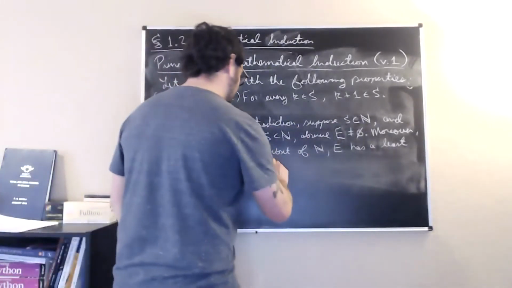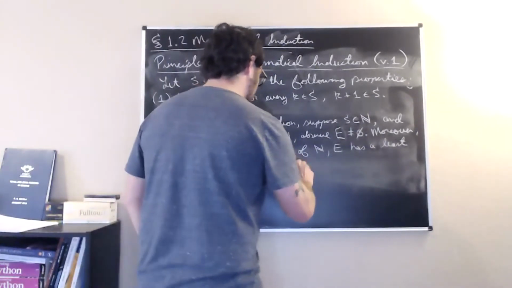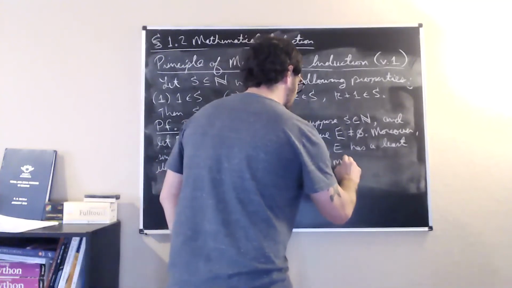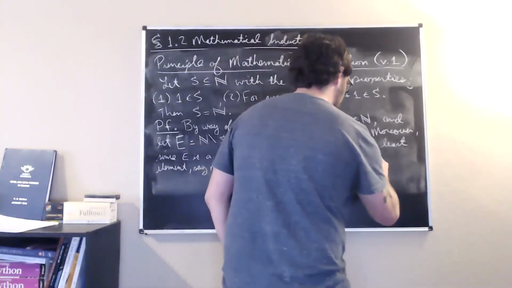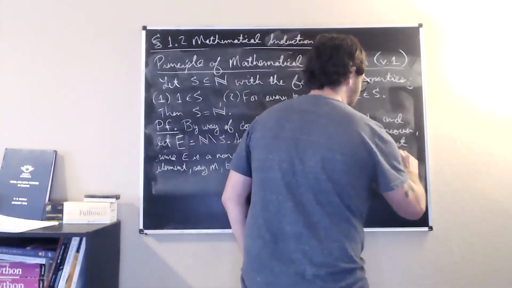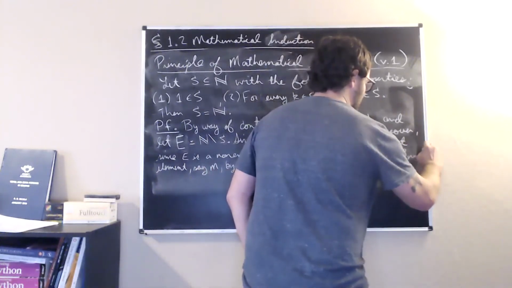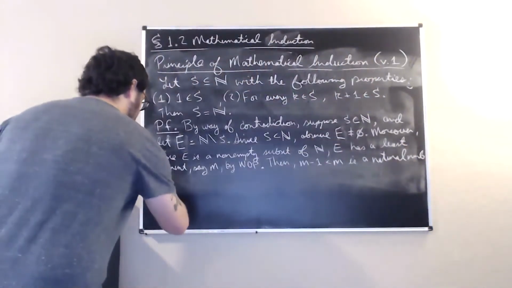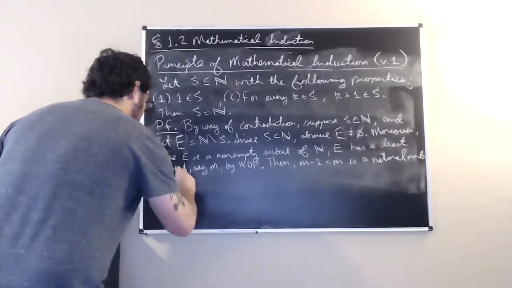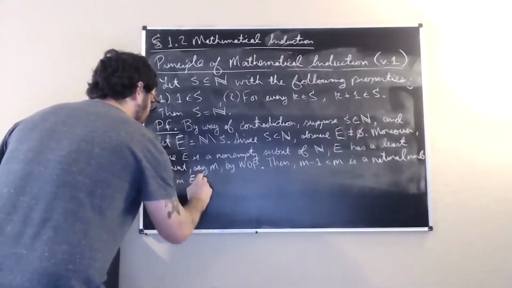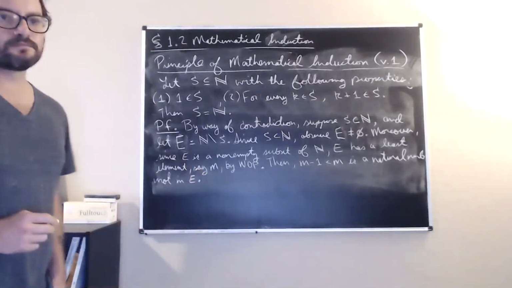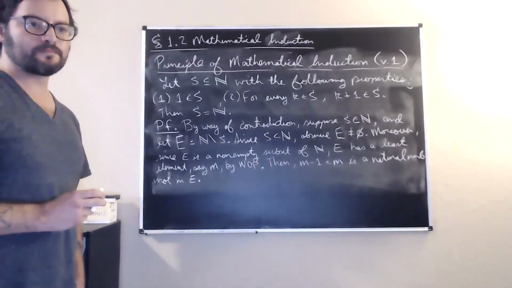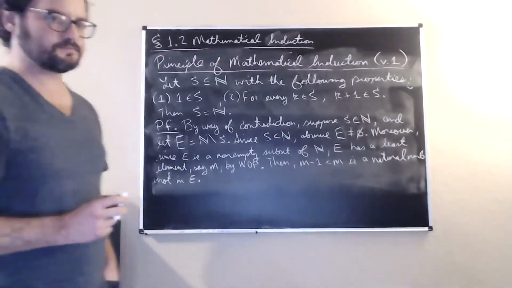So then M minus 1, which is strictly less than M, is a natural number, not in E. It says number, by the way, if you can't read it. It's a natural number not in E. Okay.